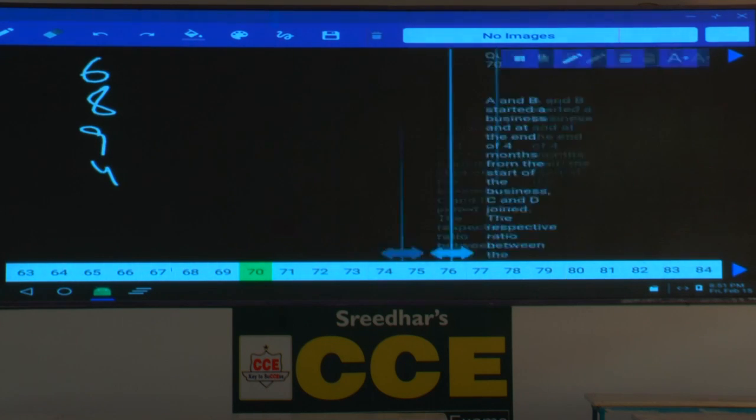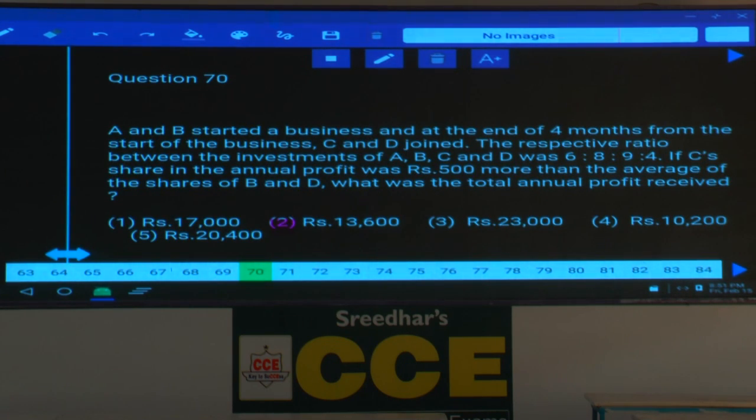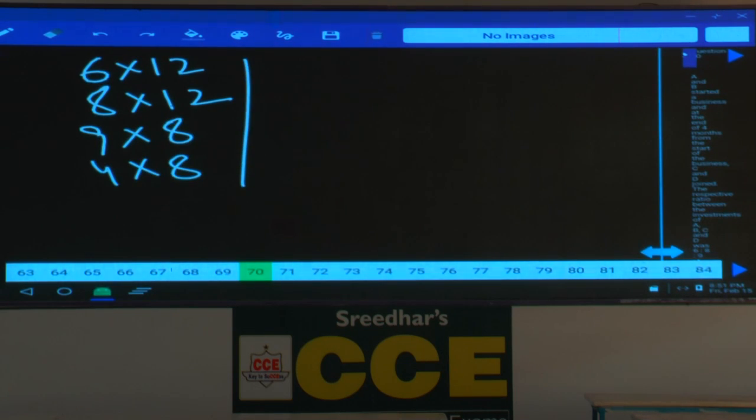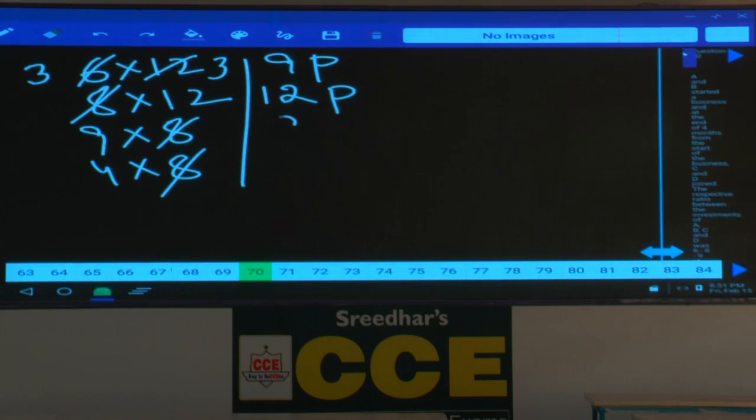Investments of A and B. Who started the business? After 4 months, C and D joined. So A and B will be there for 12 months, but C and D will be there for only 8 months because they joined after 4 months. Cancellation with 8, because you could see three 8s. Cancellation with 8 is equal to cancellation with 2 and 4. 2 how many times? 3 times. 4 how many times? 3 times.